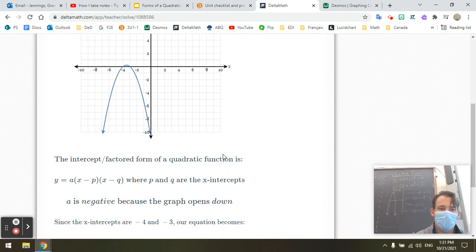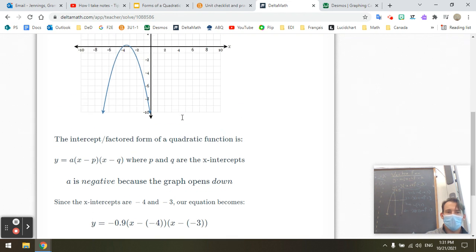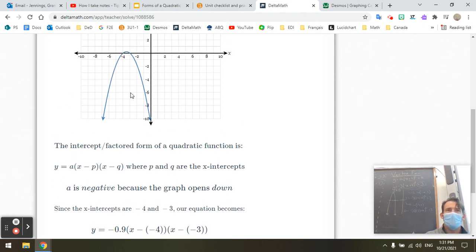And then I look down here and they have the intercept factored form of a quadratic function is y equal to a multiplied by (x minus p) times (x minus q). Is anyone going to be confused when Delta Math calls these p and q, the x-intercepts p and q, and I called them r and s, and the PowerPoint called them like, I don't know, quark and zork? It doesn't matter what you call them. They're just letters, all right? The letters stand for a number I don't know yet.